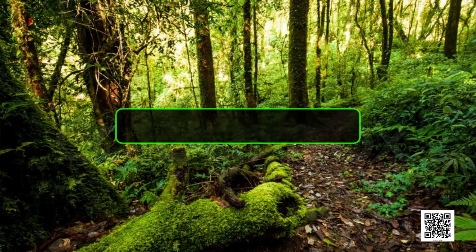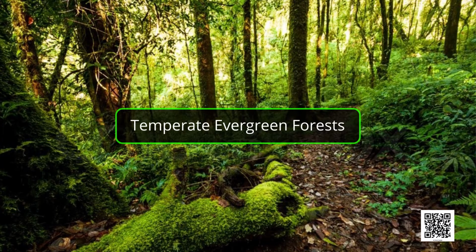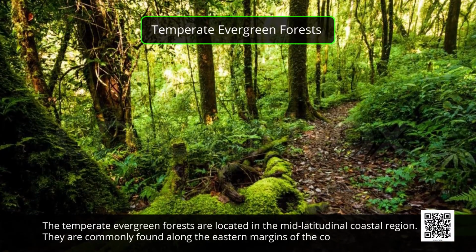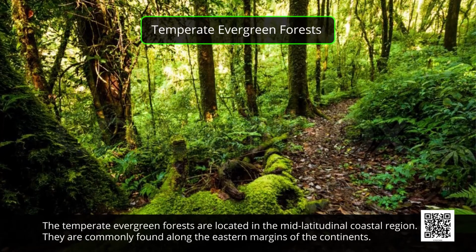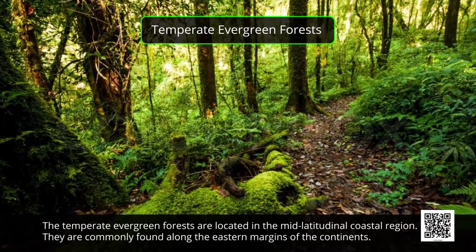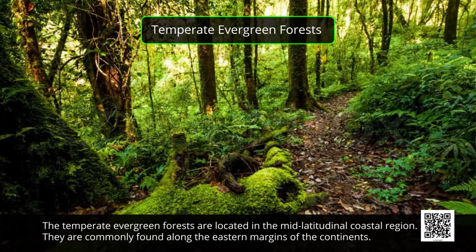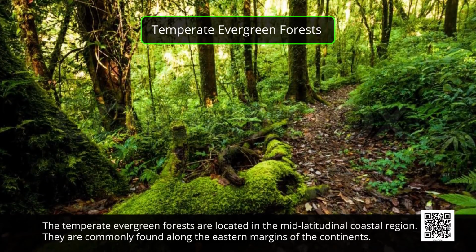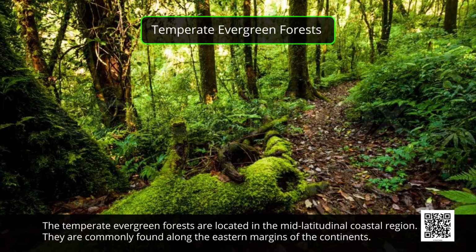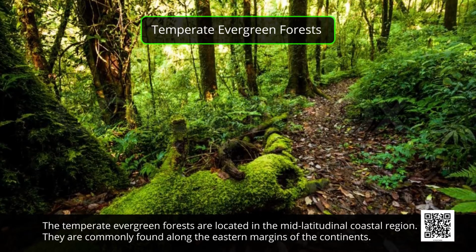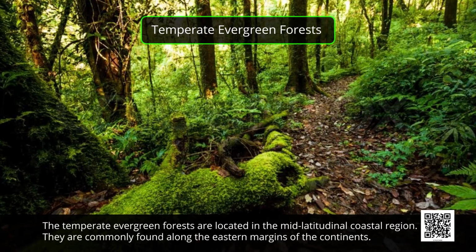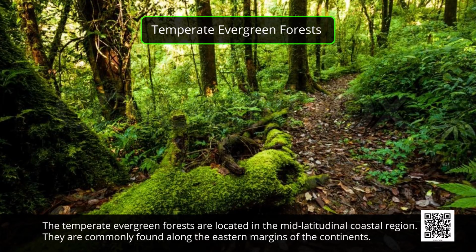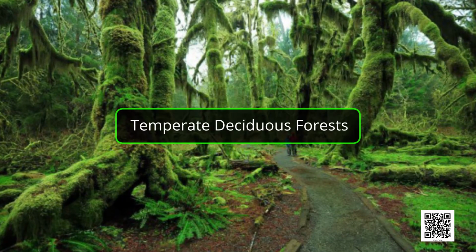Next we have temperate evergreen forests. The temperate evergreen forests are located in the mid-latitudinal coastal region. They are commonly found along the eastern margins of the continents. For example, in Southeast USA, South China and in Southeast Brazil. They comprise both hard and softwood trees like oak, pine, eucalyptus, etc. Then we have temperate deciduous forests.